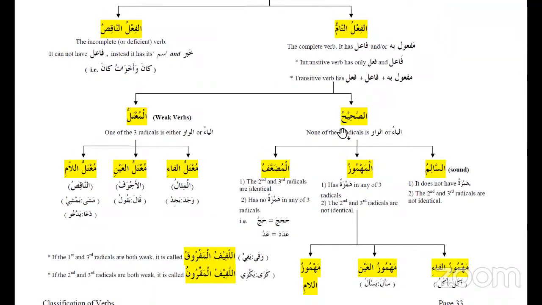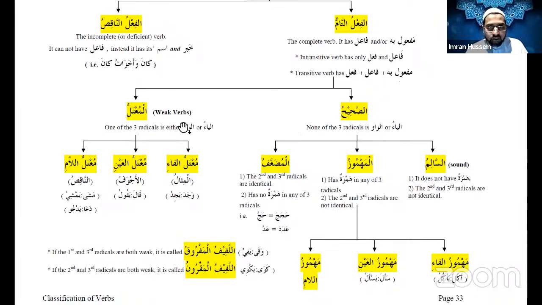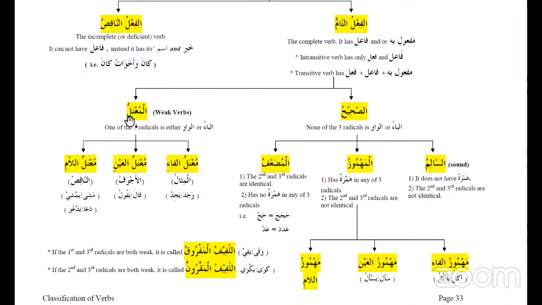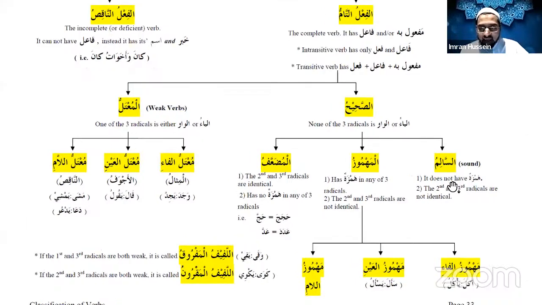Now, as-sahih means none of the three radicals have al-ya and waw. So the ones which have ya or waw are called mu'tal. Exactly. Now, the three sub-categories of sahih are the following. I will start off with this one here, as-salim. When a verb is fi'l sahih and salim, these are the two requirements for a verb which is called salim.